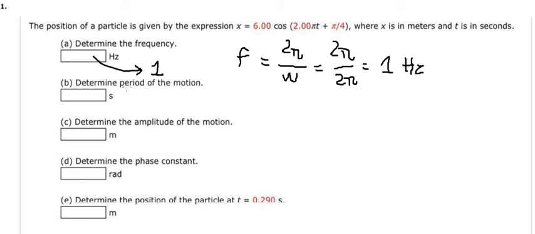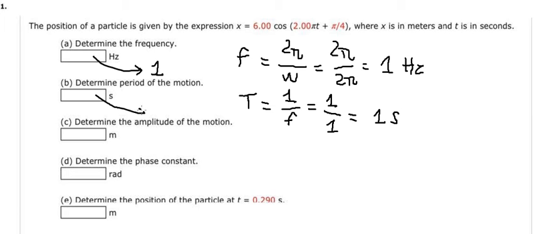Question B. Determine the period of the motion. So we have capital T equals 1 over f. f we just calculated in here, that's about number 1. And we got about 1 second. So we put number 1 in here.